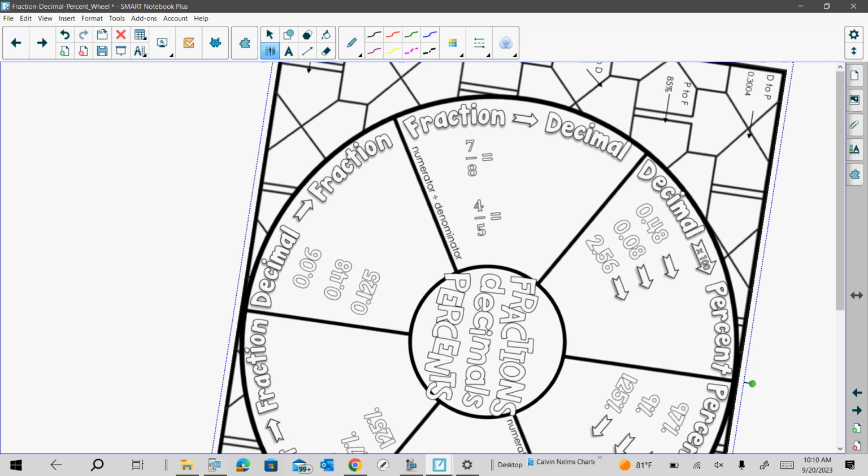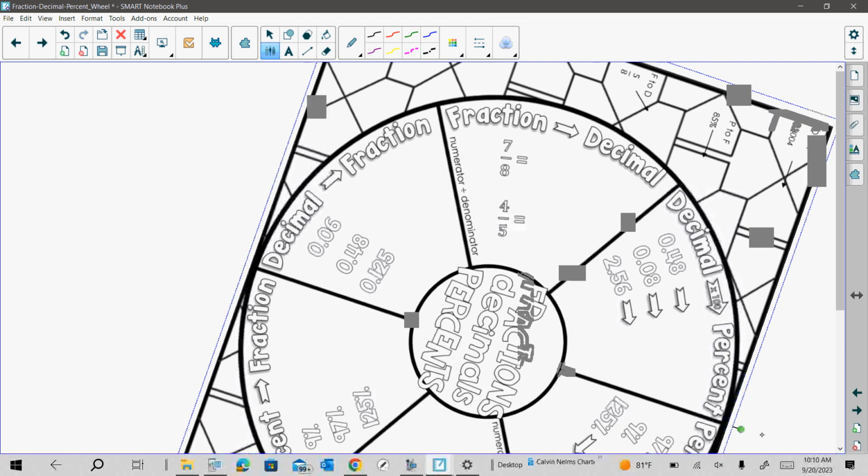Why are you just talking? Never going to learn. This one? Which one are you talking about? All right, decimal to fraction. Percent to fraction. Oh, we did it right. Okay.